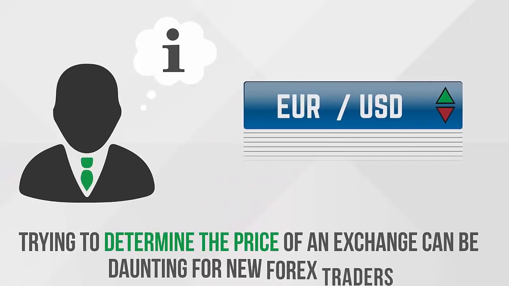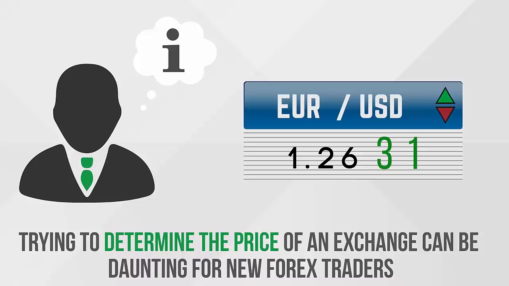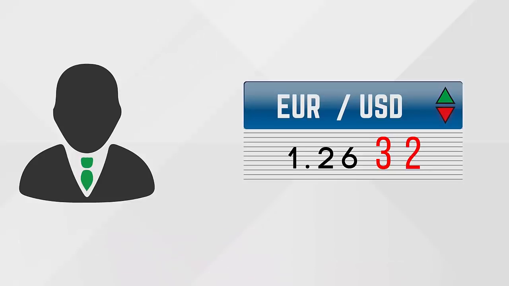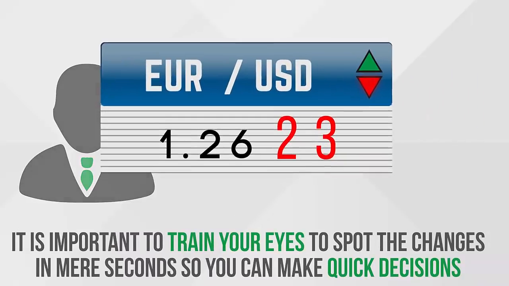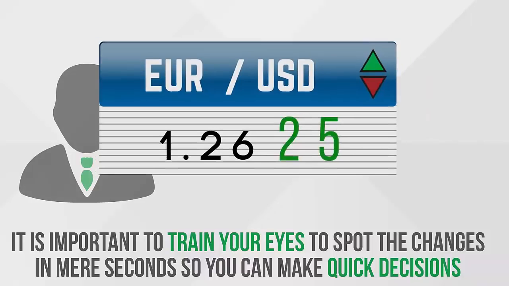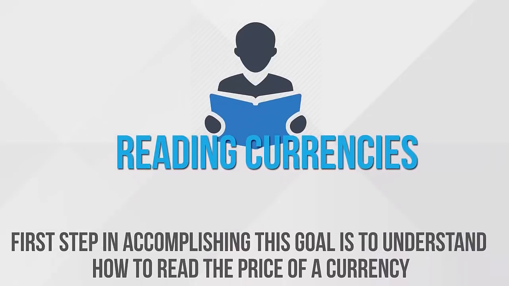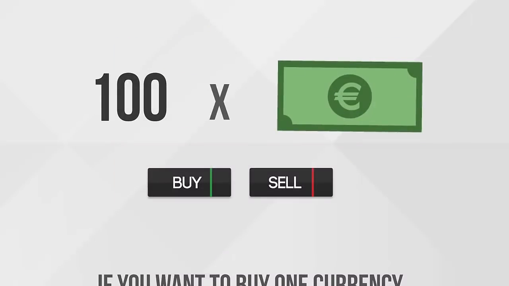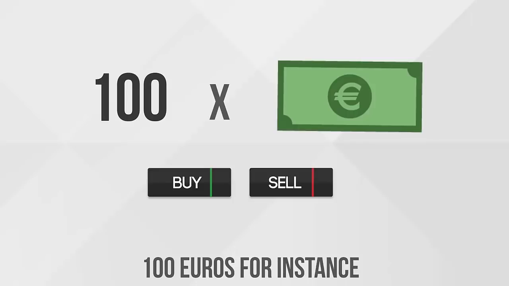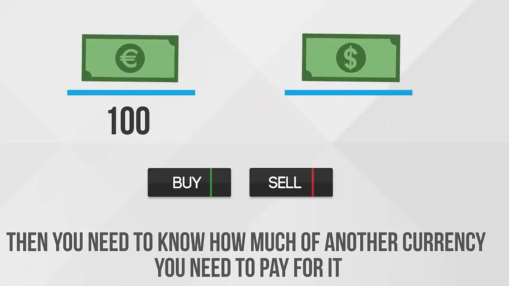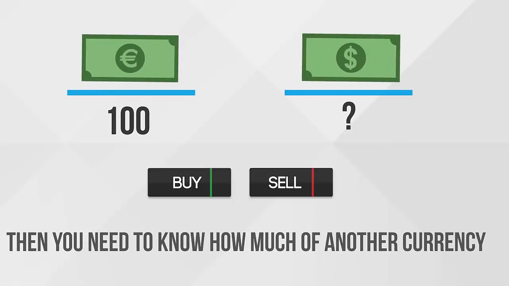Price. Trying to determine the price of an exchange can be daunting for new Forex traders. It is important to train your eyes to spot the changes in mere seconds so you can make quick decisions. The first step in accomplishing this goal is to understand how to read the price of a currency. If you want to buy one currency, 100 euros for instance, then you need to know how much of another currency you need to pay for it.